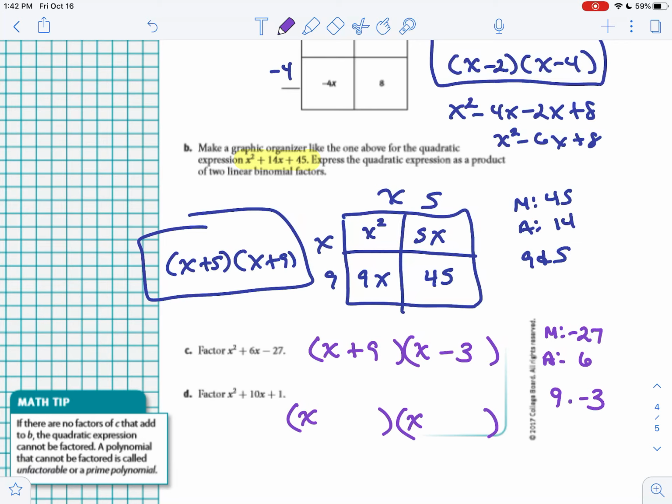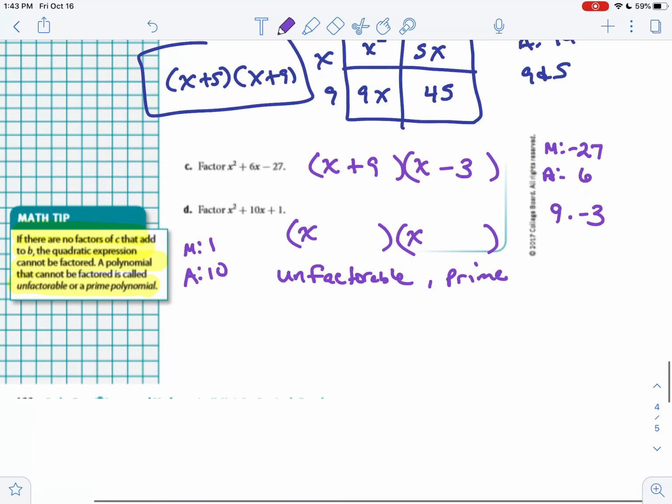Okay, let's try part D. So part D, I start making my parentheses, and I have an x and an x to make x squared. Well, now I need two numbers that multiply to 1 but add to 10. Multiply to 1 but add to 10. Those numbers do not exist. So this polynomial cannot be factored. And so when a polynomial cannot be factored, we are going to call it unfactorable or prime. And that's what this math tip box over here says. So we say unfactorable and we also call it prime.